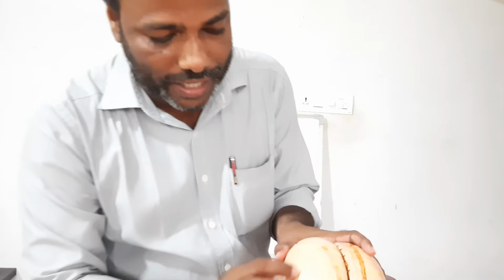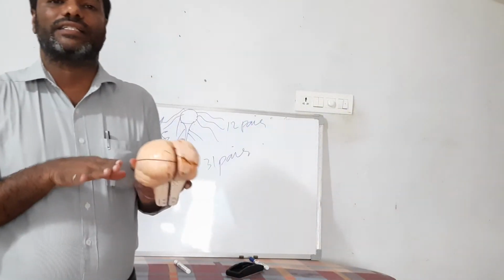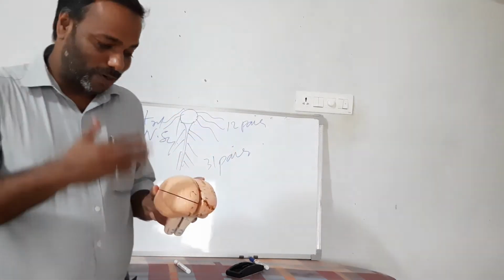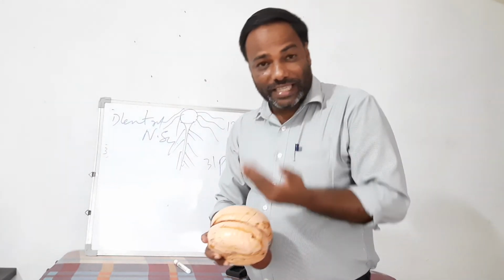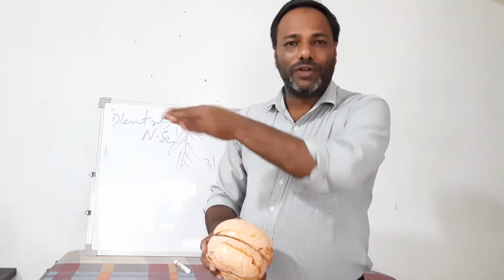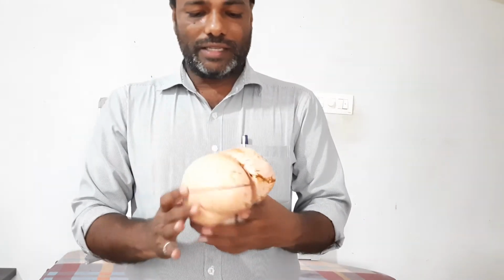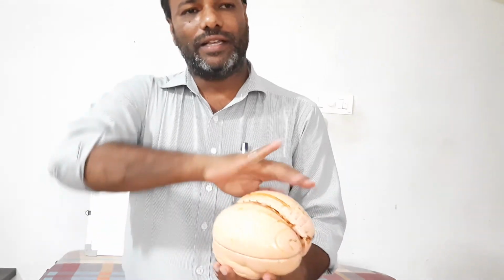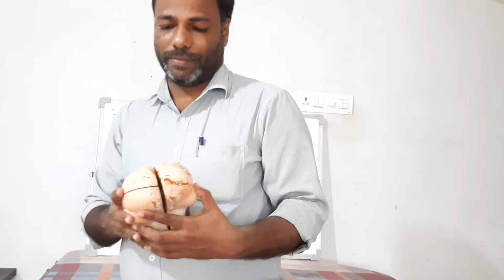Then some foldings are there. Can you see the folding? These foldings increase the surface area to hold memory. A lot of memory is there in our mind. To increase the space, some foldings are there. Understand? Then it has two parts, the left part and the right part. It is called the right hemisphere and the left hemisphere.